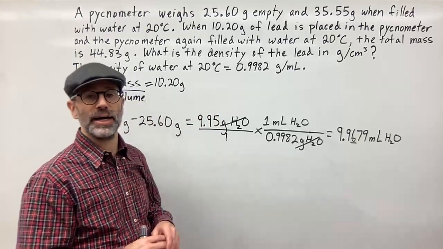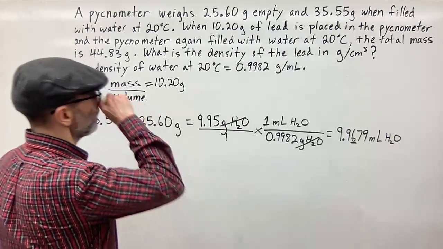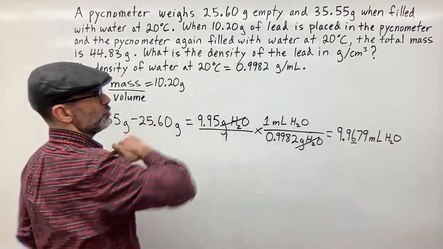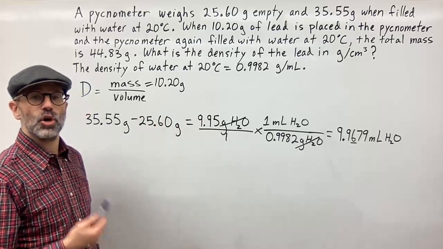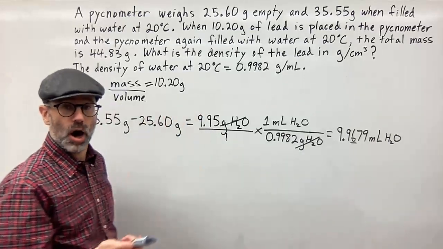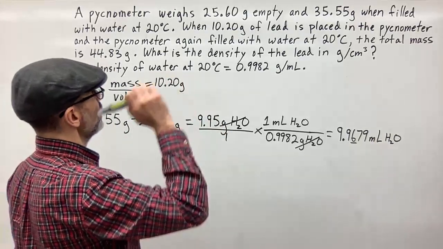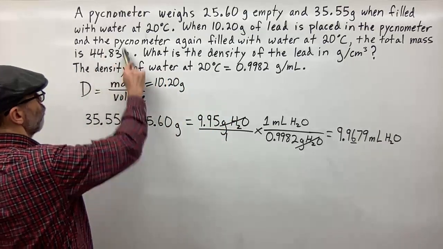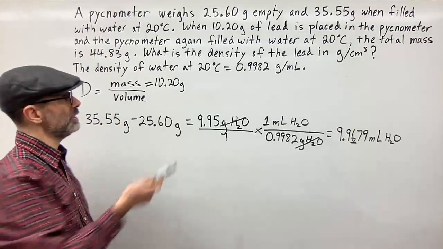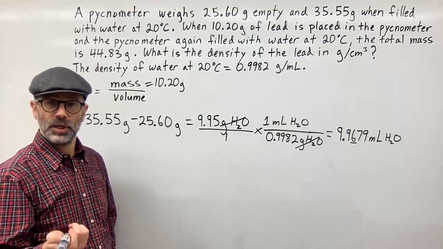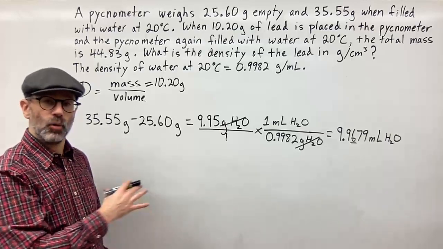Now all I need to do is find the volume of the water that was in with the lead. So I'm told here that I placed 10.20 grams of lead in the pycnometer, and the rest of it is filled up. Filled up with what? Water at 20 degrees Celsius. So I have the total mass of the water, the lead, and the pycnometer, which is 44.83. If I could find the mass of the water, then I could use the density again to convert that to milliliters, which would give me the volume of the water occupying the pycnometer along with the lead.